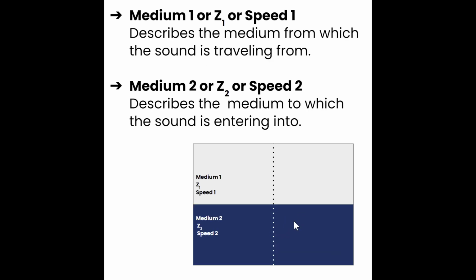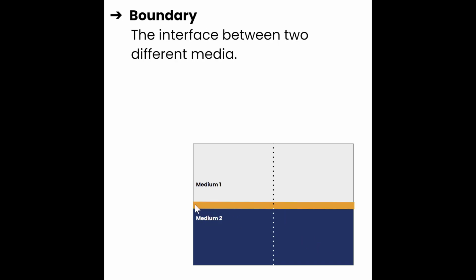We're going to talk a lot about medium 1, impedance 1, or speed 1, and compare that to medium 2, impedance 2, or speed 2. Medium 1 is going to be the medium from which the sound is traveling from. Typically, we have the sound coming in this direction. Medium 2 then is going to be the medium in which the sound is entering into. So medium 1 has the sound, medium 2 is getting the sound. The boundary then is the interface between the two different media, represented by this orange line here.